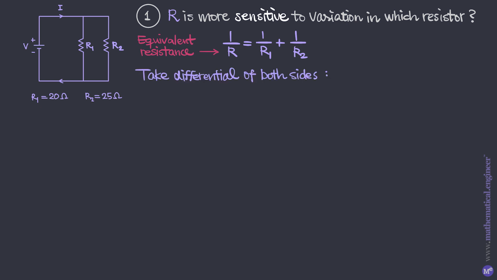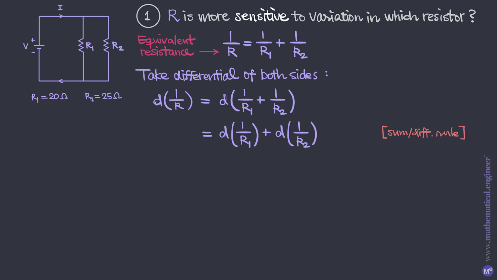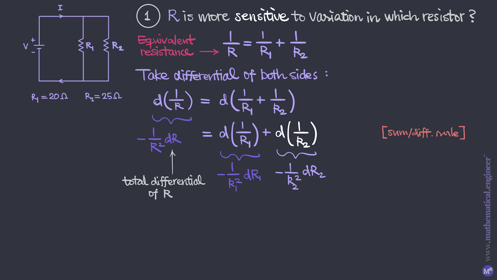Take differential of both sides. We get this. By the sum or difference rule for differentials, we can split the right-hand side differential into two. Now we end up with three differentials of a reciprocal function. The results are going to be in the form of -1 over something square times d something. So on the left, we have this. Notice that the dR here denotes the total differential of R that we're after. Now here is the first one on the right, and here is the one that follows.